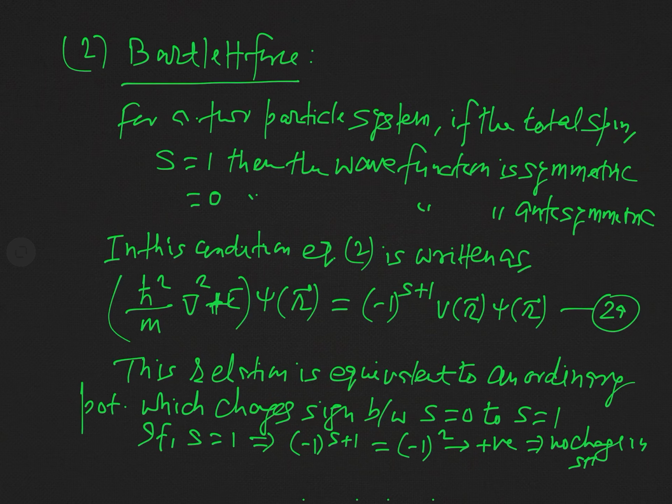Change in sign of psi of r. But if we take s equal to 0, here there are only two options. So in this case, minus 1 to the power s plus 1 will be what? This will be simply minus 1 to the power 1, and this will be negative. And this negative value of this factor implies that there is a change in the sign of the wave function.